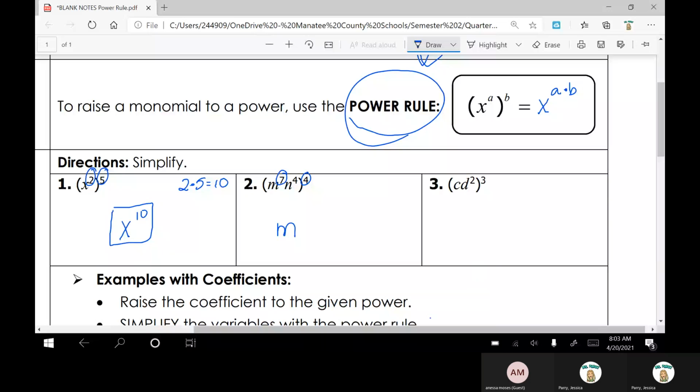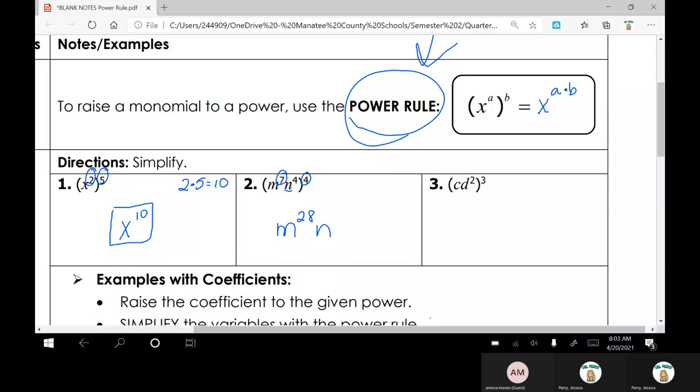Sometimes you'll have more than one variable. Number 2, here's my variable m. We can multiply our exponents. 7 times 4 is 28. And then now I can go on to the variable n. All we do is multiply those exponents. 4 times 4 is 16. And then that one is all finished.